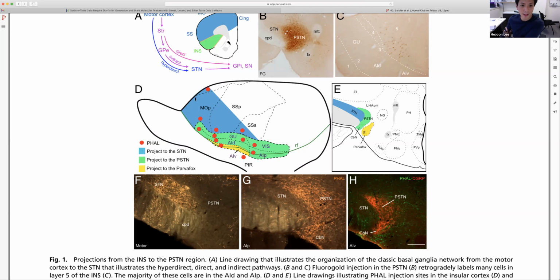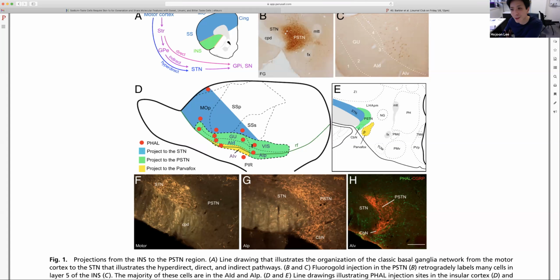So everything can be nicely summarized by this. The PHAL injection sites are shown by these red dots. What are these, like hexagons? No, heptagons? I don't even know how many sites there are. But these are where they made the injections, and they see that they send their projections to the PSTN.